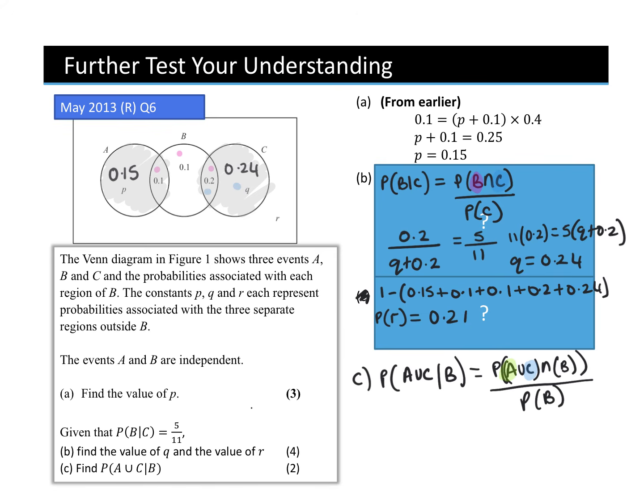Then B is pink. Then it's the intersection of A union C. Where do they intersect? They intersect here and here. So this is the total of 0.3 over the probability of B, which is 0.4, which equals 3 over 4.